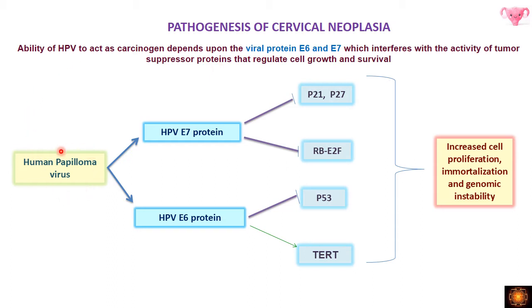As I told you, HPV, it has two proteins, E7 and E6. So HPV E7 protein, it binds to P21 and P27 and inhibits it. These are cyclin kinase dependent inhibitors. Similarly, it also inhibits the RB by causing the degradation, whereas E6 protein, it causes the degradation of P53 and it causes increased expression of the telomerase. Now, inhibition of P21, P27, RB, P53 and increased expression of the telomerase, all these things, they cause increased cell proliferation, immortalization and genomic instability. Now we'll see each one, how does it cause.